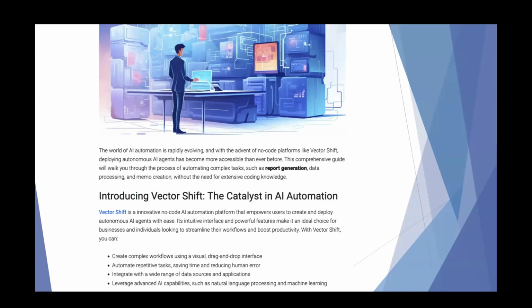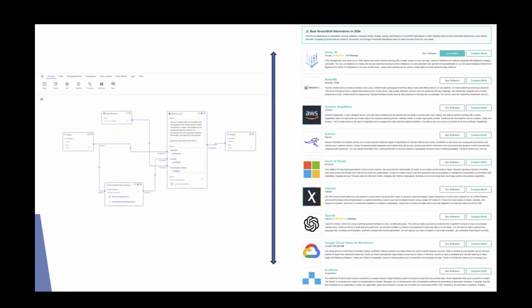So VectorShift allows one to actually use Gen AI. So it's an AI automation platform that empowers users to create and deploy autonomous AI agents that use, for instance, your large language models or some of the generative AI environments. So I found this incredibly interesting. And this is on the left-hand side. This is basically how your interface, it's a web-based interface, would look.